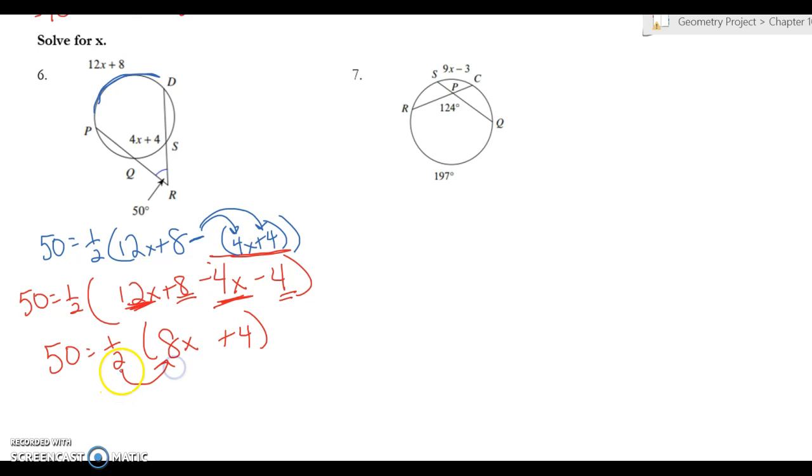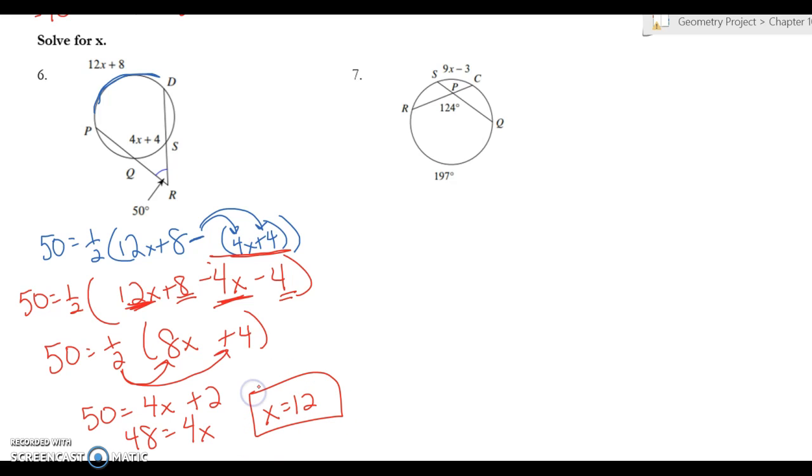Now I can distribute my 1/2. Half of 8x is 4x. Half of 4 is 2. Minus 2 on both sides, and I get 48 is 4x. Divide by 4, and x is 12. So it seems tricky, but again, just set it up one step at a time. Angle equals half.